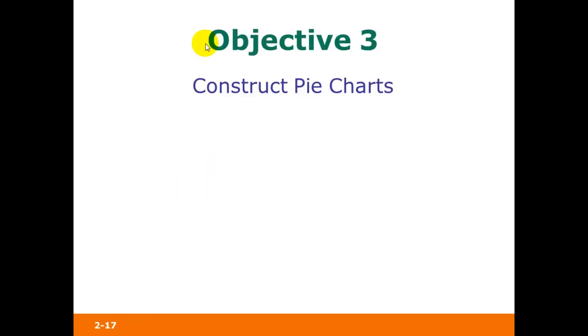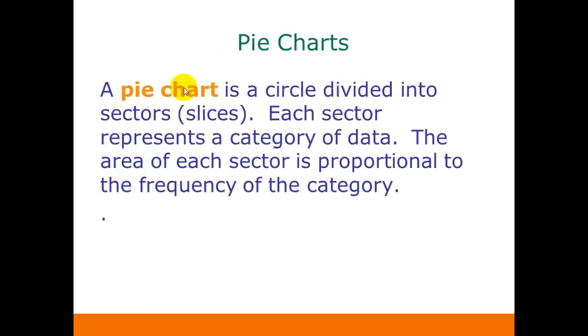Objective 3 in this section is to construct pie charts. And you've probably seen pie charts before. A pie chart is just a circle that's divided into sectors or slices. Each sector represents a different category of the data. And the area of each sector or slice is proportional to the frequency of the category.